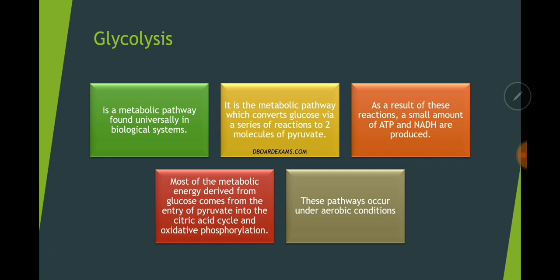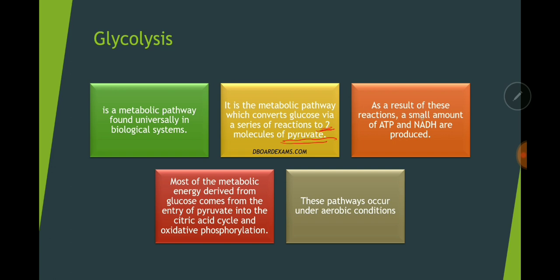Okay, glycolysis, of course, as you understand, is the breakdown of glucose. It is the metabolic pathway which converts glucose into two molecules of pyruvate. Remember, initially I said glucose is a six carbon molecule. So if you divide six into two, you get three. Okay. So it forms two molecules of pyruvate. Make sure you keep that in mind. One molecule of glucose produces two molecules of pyruvate.